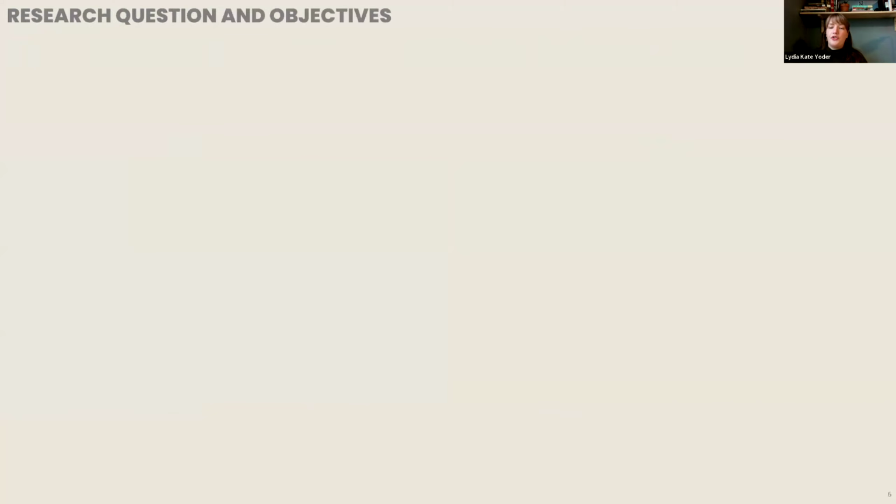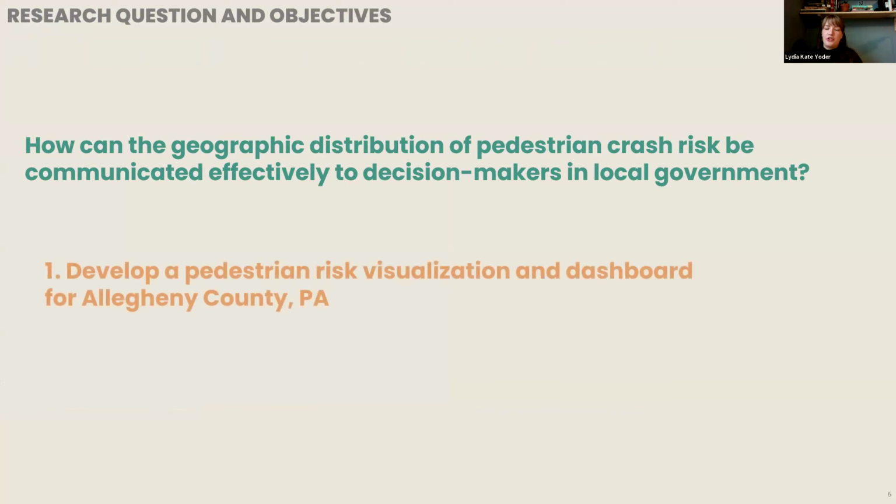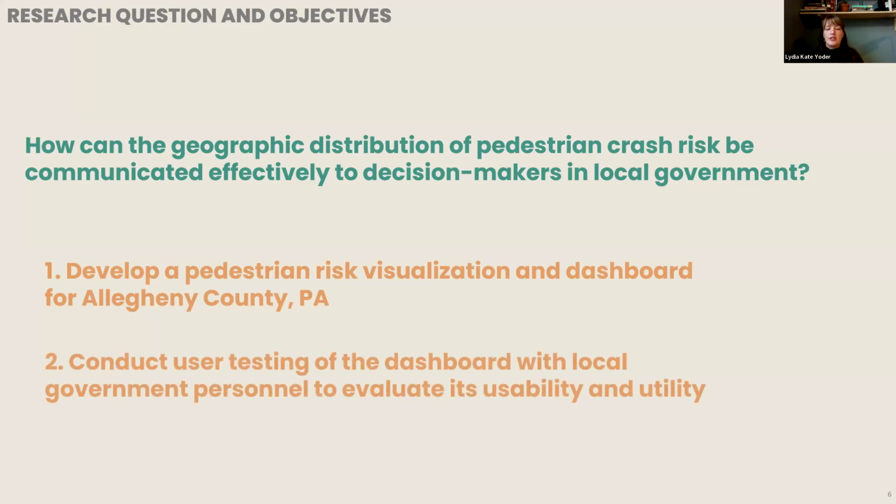To address these concerns, the research question of this study is, how can the geographic distribution of pedestrian crash risk be communicated effectively to decision makers in local government? The objectives used to examine this are to first develop a pedestrian risk visualization and dashboard for Allegheny County, PA as a case study, and then to conduct user testing of the dashboard with local government personnel to evaluate its usability and utility.